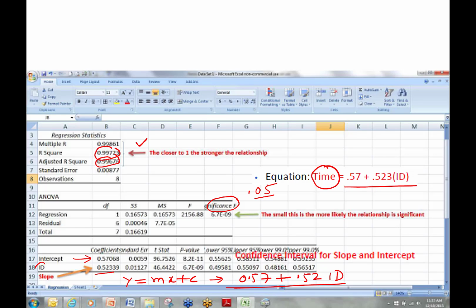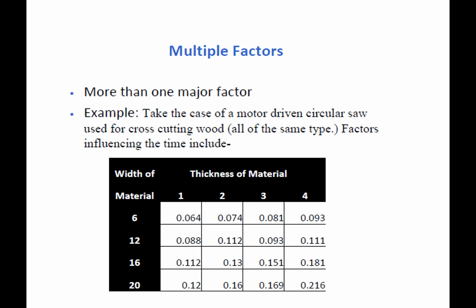Okay, in this case the only variable is the id, but there can be a situation where there are a number of other variables like this. Here is the time for cutting, an example I gave yesterday also, where sheets of different thicknesses are to be cut. Like 1, 2, 3, 4, these are the different thicknesses of the sheet, and the width of cut is, say, from 6, 12 to 20. All right. And the time values for cutting the different widths and different thicknesses are given here.